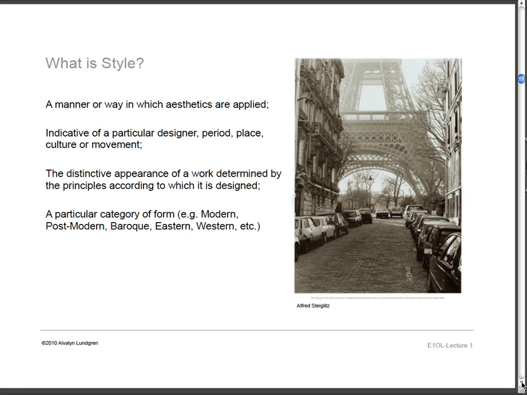A style is also the distinctive appearance of a work that is determined by the principles according to how it's designed. In other words, Mondrian took aesthetic principles and did a real particular thing with them. Picasso took those same principles and did something entirely different. Picasso actually started out very figurative and then went very abstract throughout his lifetime. And then, of course, we can call something a particular category of form, like Western form, Eastern form, Baroque, things like that are styles.